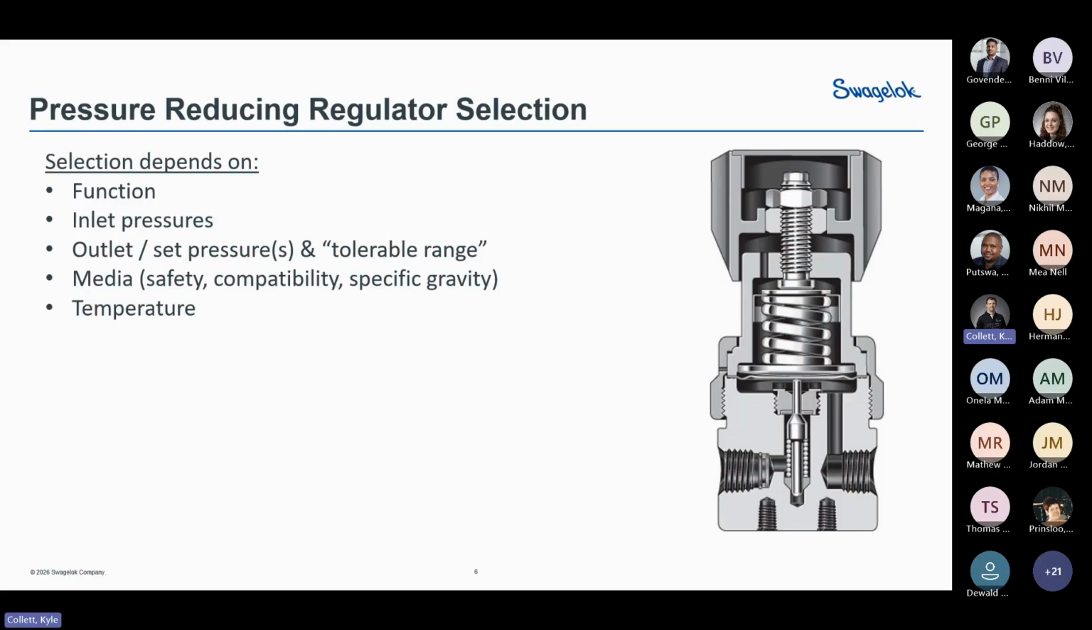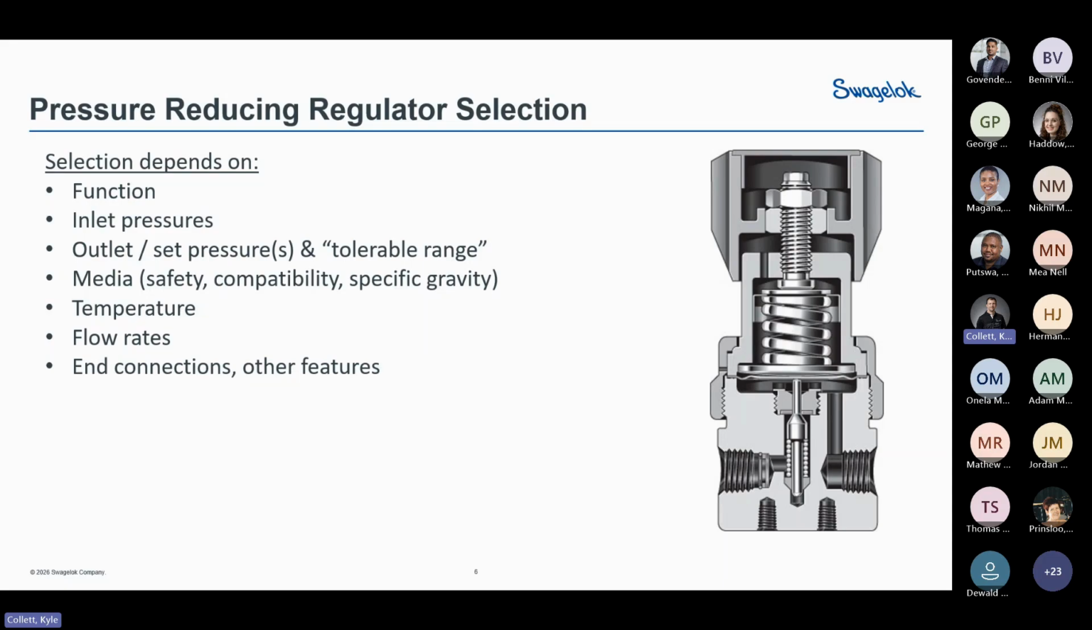From there, you would look at your media. Your media would determine what materials of construction your regulator is made of, either your elastomers or your alloys, and then take into consideration your temperature, as this can affect some of those alloys or elastomers that you have previously selected. When looking at regulators, you typically think you'd want to select a regulator for pressure control, but you do need to take flow rates into account, as some regulators tend to lock up should the flow exceed what is allowed through the regulator.